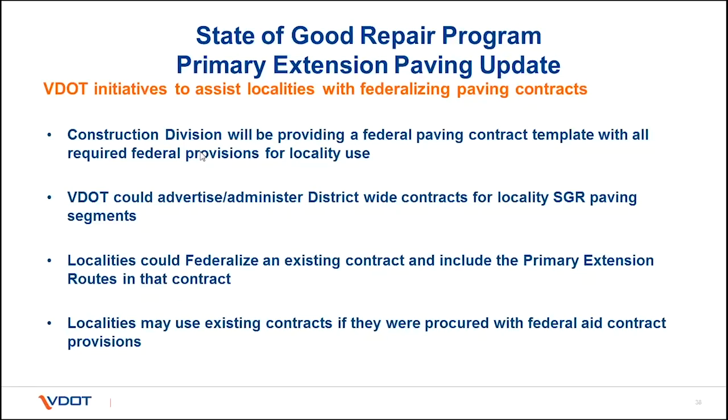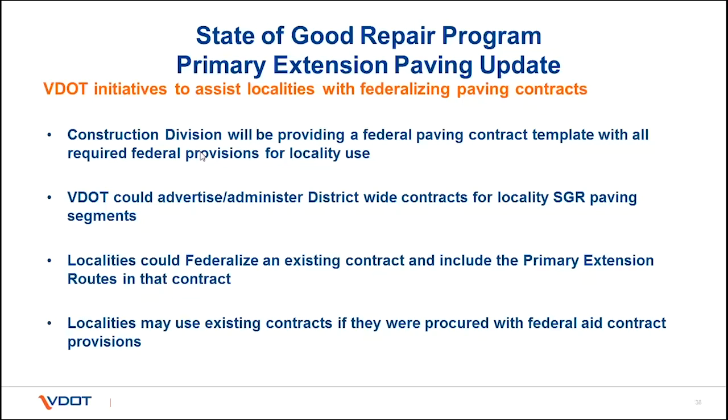The other option would be for the localities to federalize one of your existing contracts. I think that's pretty self-explanatory. I know it comes with some strings, and you're tying the federal provisions to other segments that really don't account. We've been in discussions with FHWA around some flexibility when it came to that. I don't know that we have made a lot of headway, but they were willing to entertain the discussion at least, and hopefully there will be more to come from that.